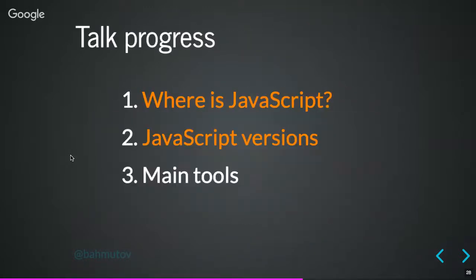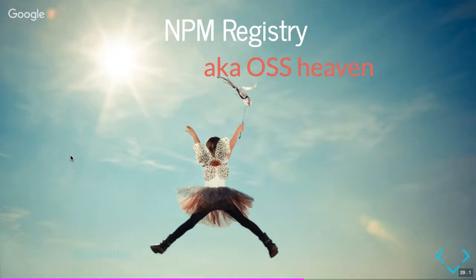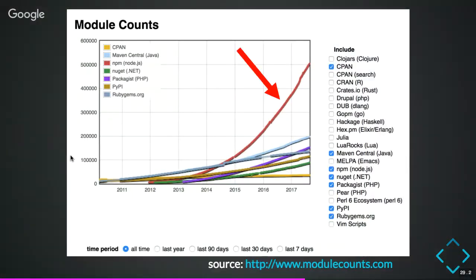So we covered where JavaScript is, the different versions. Now, a couple of main tools that you have to know if you want to work in this field. So the npm registry. Don't write the code, find it. Someone has already written it. It's been growing tremendously, right? I think it has more JavaScript and more libraries than everything else combined.